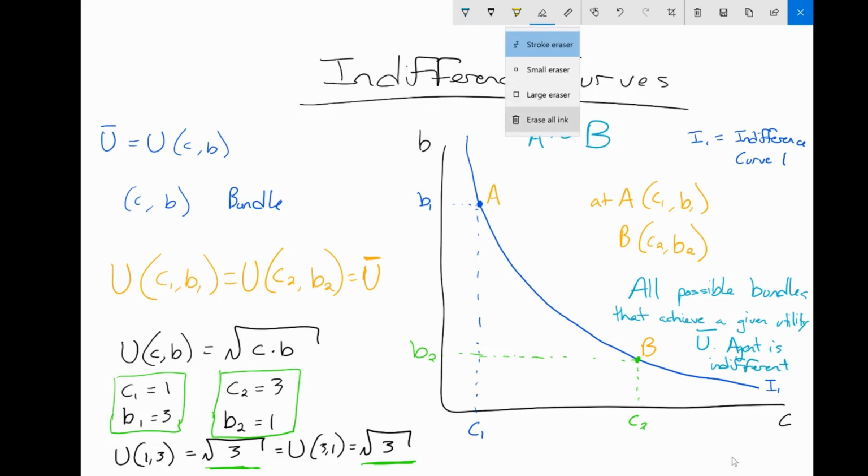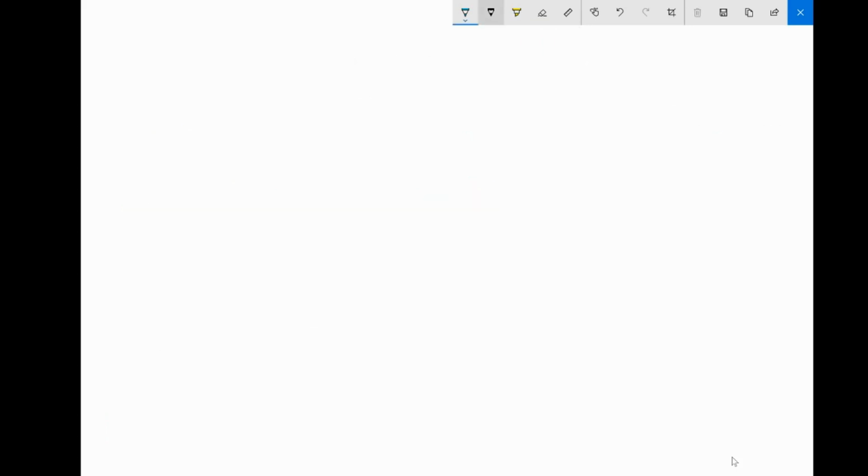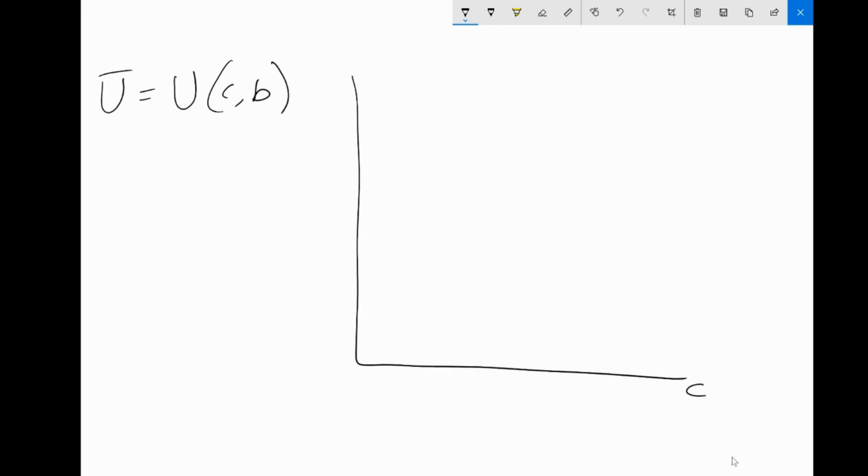First, I'm just going to erase it all and start over so it's something clean. So, indifference curves, utility function, coffee and bagels. The indifference curve is all the possible combinations of coffee and bagels that give me the same amount of utility. So we'll call this indifference curve 1.